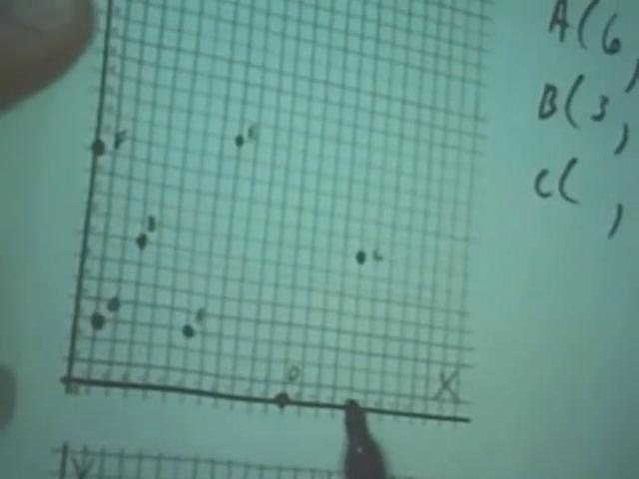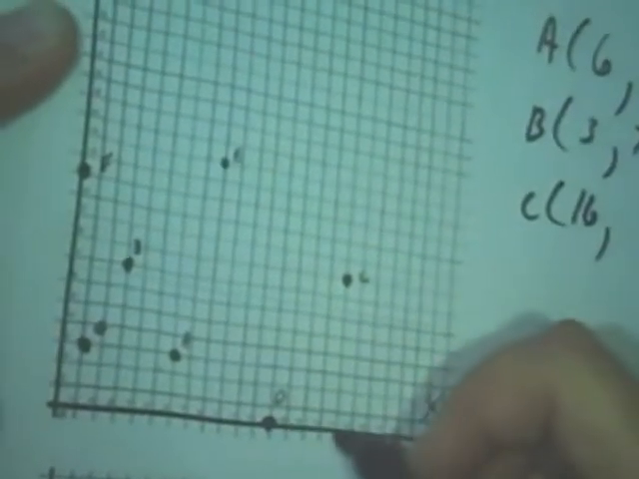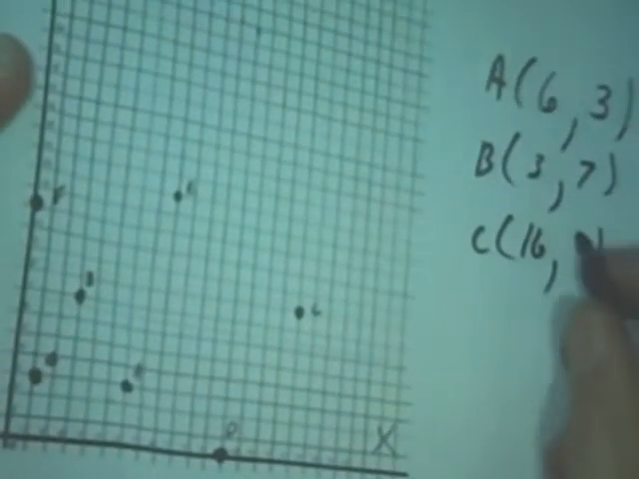B. (3, 7). Someone in first period put down numbers but didn't put them in parentheses. Your numbers must be in parentheses, y'all. All right, what were we doing? B: hallway 3, elevator 7. C, (16, 8): hallway 16, elevator 8.